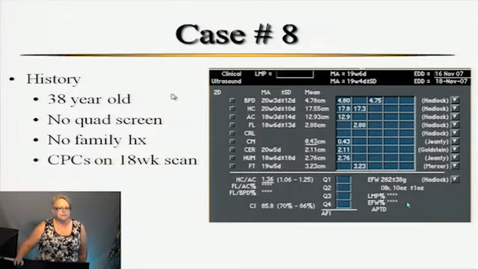Okay, case number 8. So 38-year-old, no quad screen, no family history, CPCs on an 18-week scan. So she's supposed to be 19 weeks, 6 days. So the BPD is measuring 20, the head circumference 20, the AC 18 and 3, femur length 18 and 6, cerebellum 25, and then the humerus 18 weeks, 6 days, and then the foot 19 weeks, 5 days. So we're looking through those.